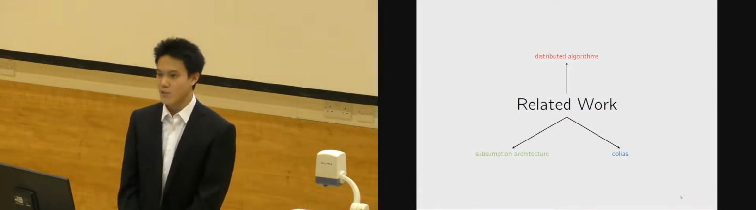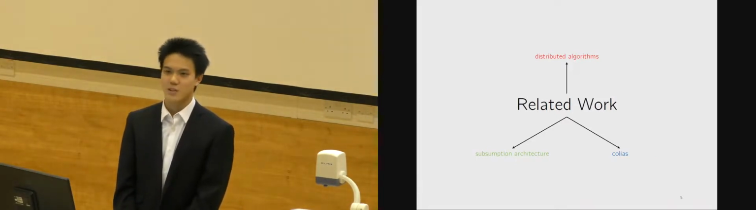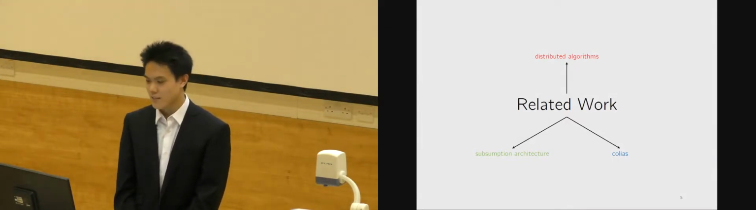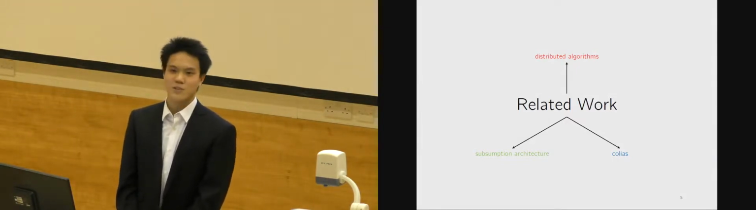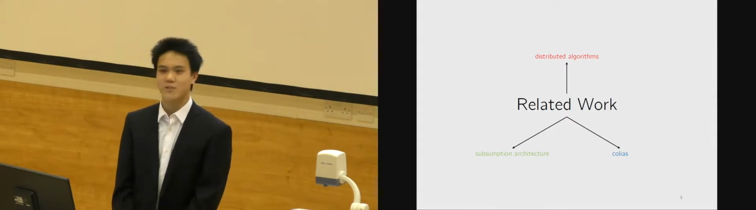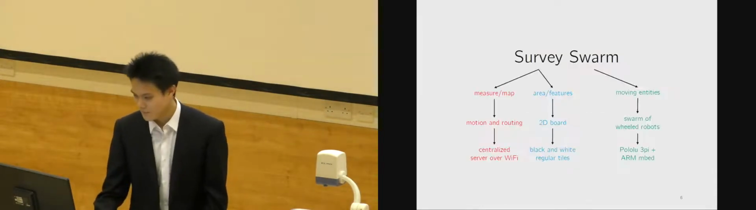Related work includes, in the 1980s, subsumption architecture developed at MIT, the first of its kind. There are other algorithms, such as distributed algorithms and directed diffusion. Most recently, in 2014, there's an algorithm called Coleus, which is very similar to our project.